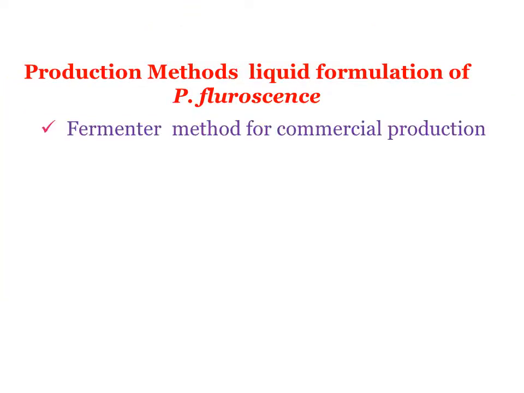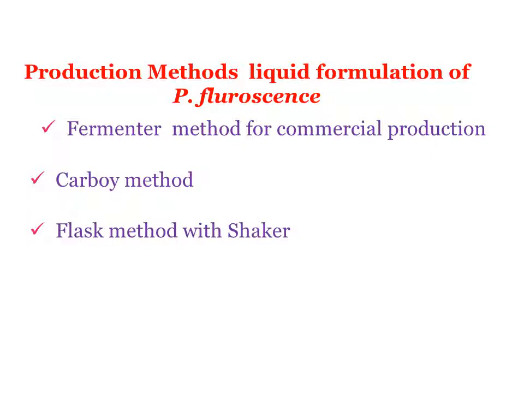Production methods in liquid formulation of Pseudomonas fluorescens. It includes the fermenter method, which is used at a highly commercial level in industries. The carboy method is also a batch type fermentation method with the help of a plastic carboy. The flask method is the traditional method of developing this Pseudomonas fluorescens in the laboratory.